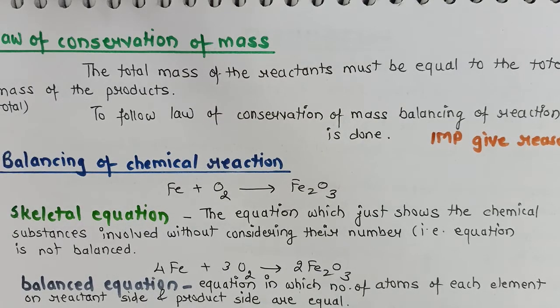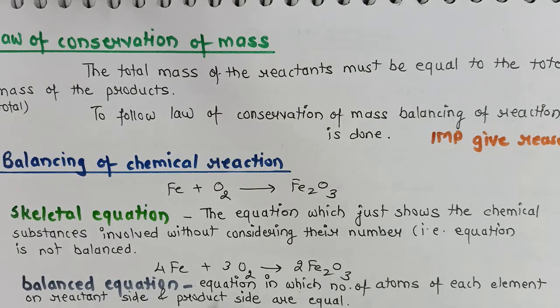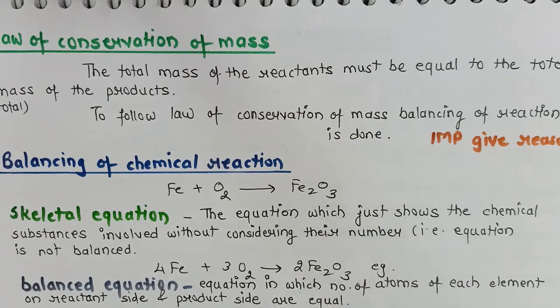So how can we define a balanced equation? An equation in which the number of atoms of each element on the reactant side and product side are equal, like this one. So this is an example of a balanced chemical equation.